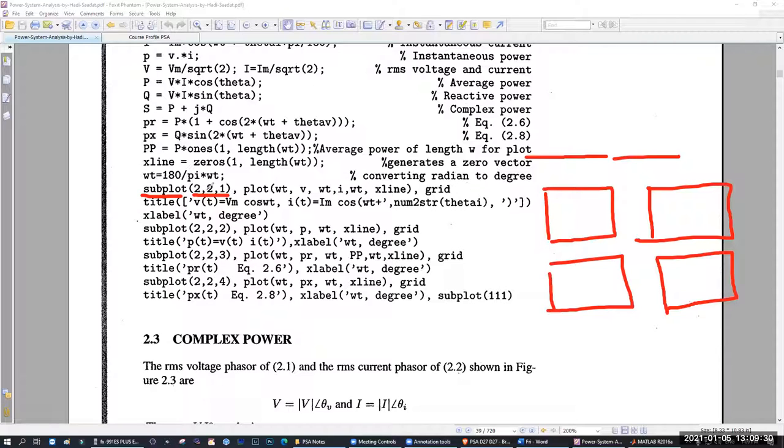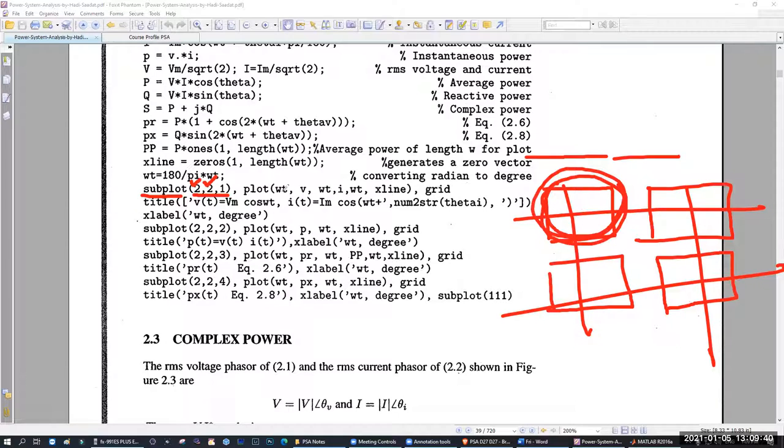So 2-2-1 means what? You have two lines, two columns. That means these and these. Okay. So 2-2-1 means this one, this plot. So here we're going to show the V. Okay. Got my point? In subplot, they are going to show you voltage and current both. So here 2-2-1 will show omega t V, omega t I, X line. X line is the zero vector. So we have to use a zero vector, otherwise it will not show. And grid.